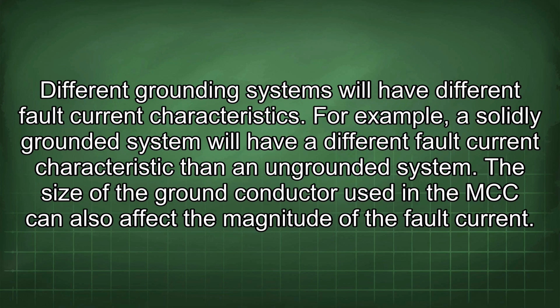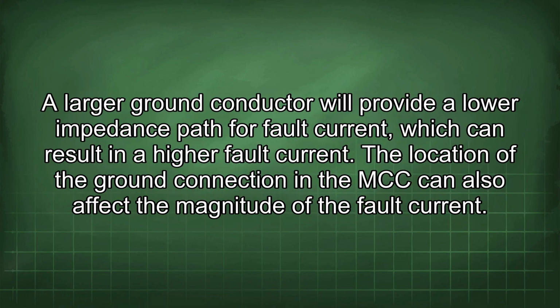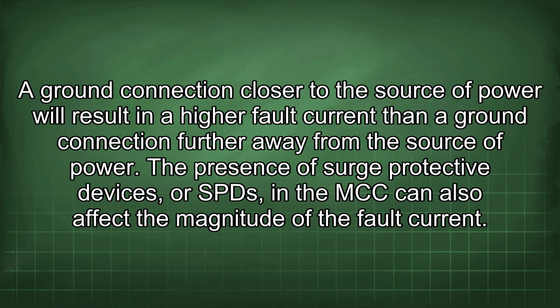The size of the ground conductor used in the MCC can also affect the magnitude of the fault current. A larger ground conductor will provide a lower impedance path for fault current, which can result in a higher fault current. The location of the ground connection in the MCC can also affect the magnitude of the fault current. A ground connection closer to the source of power will result in a higher fault current than a ground connection further away from the source of power.